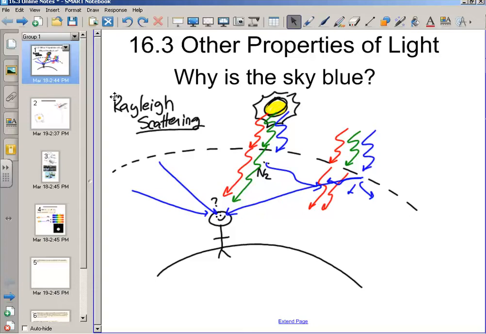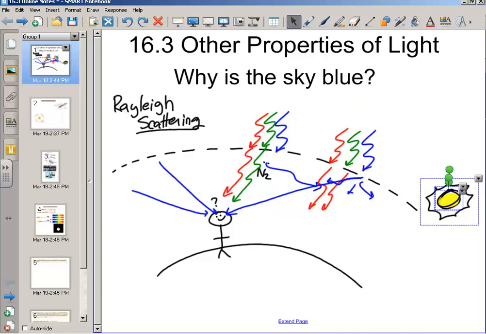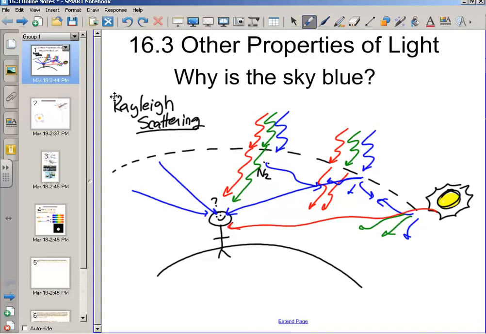Now, something else that happens. When the sun sets, it starts passing through more of our atmosphere. And then not only does blue get scattered, now it starts scattering some of the green, some of the shorter wavelengths, or the longer wavelengths. But red still makes it through, and that's why sunsets look nice and red, because of what's called Rayleigh scattering.